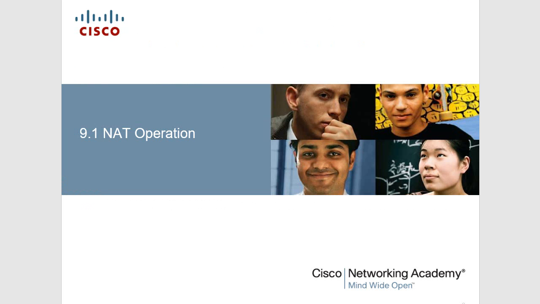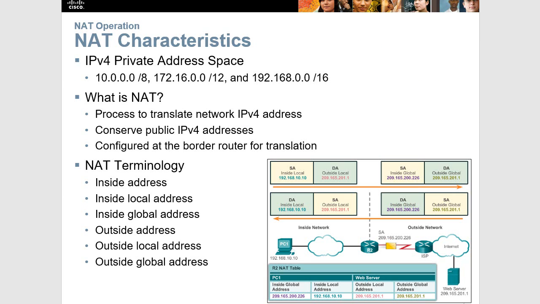So, NAT operation. We're going to take a look at our private IP address space, which we have addressed before. You've got your 10 address space with a /8, your 172.16.0.0, and your 192.168.0.0 address spaces that are reserved for private IP addresses.